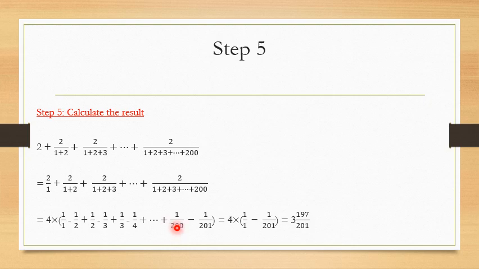And then you would realize that most of the fractions can get cancelled, because let's take a look here, for example, minus 1 over 2 plus 1 over 2 equals 0. Minus 1 over 3 plus 1 over 3 equals 0. So only two fractions remain, 1 over 1 and minus 1 over 201. So now the final answer would be 4 times (1 minus 1 over 201), which is 3 and 197 over 201.